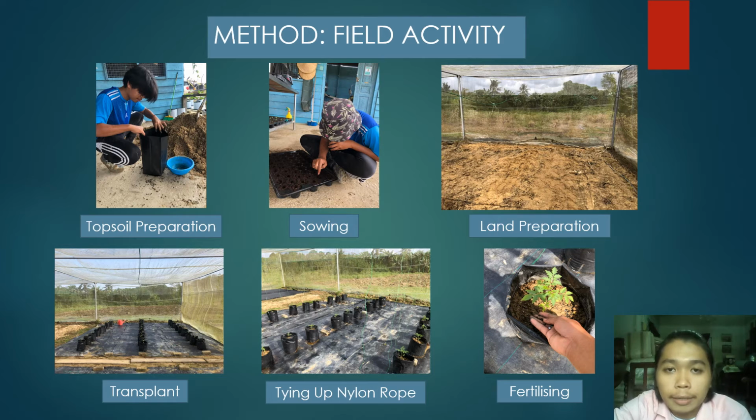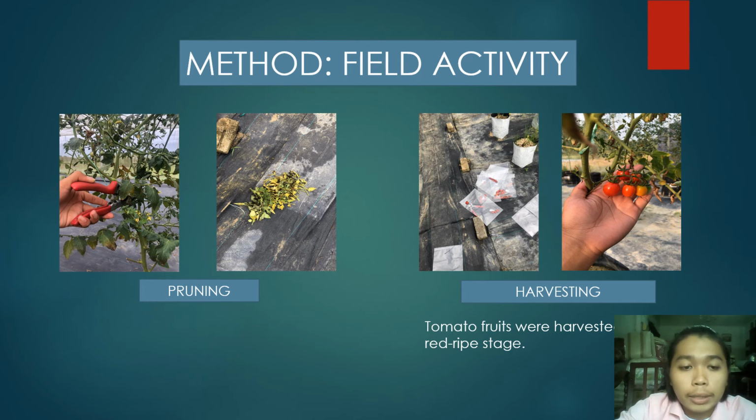This is my field activity for my special project. The first one is topsoil preparation. Second one is sowing. Third one is land preparation. The fourth one is transplant. The fifth one is tying up nylon rope. And the sixth one is fertilizing. The next one is pruning. And the last one is harvesting. Tomato fruit were harvested at the red ripe stage.